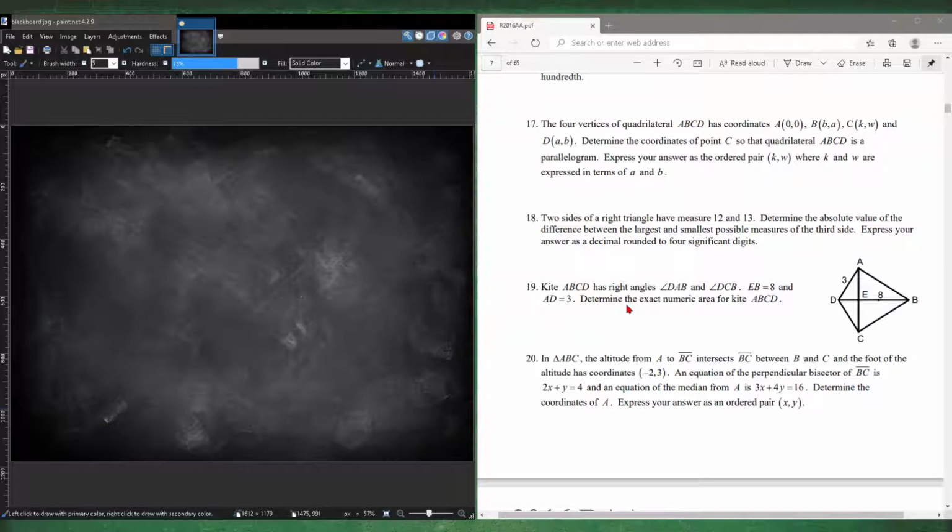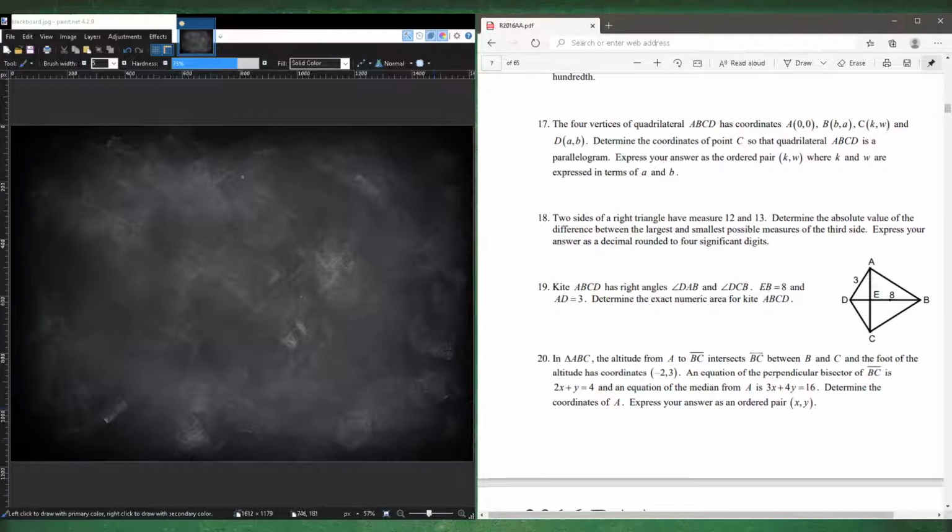Well, if we want to find A, we need to find some lines that go through it. So based on these lines, we have an altitude, we have a perpendicular bisector, and we have a median. I know that an altitude has to go through A because we're making an altitude from A. And I know that a median has to go through A because it says from A. But a perpendicular bisector doesn't necessarily always go through A.